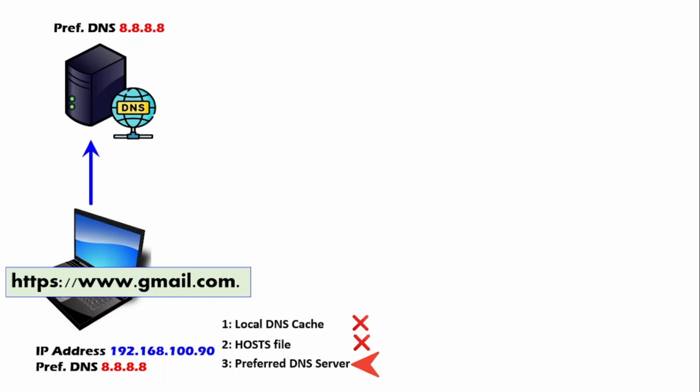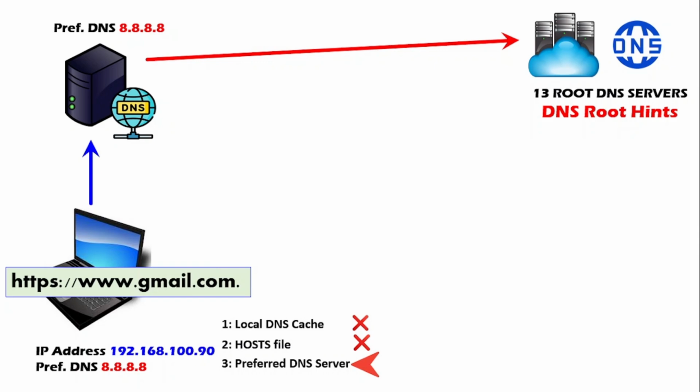Now this preferred DNS, if it has cached the IP address of gmail.com, it will immediately send the IP address back to the client. And let's say if it has not yet cached, or it's not an authoritative DNS for gmail.com, it will query the root hints, or they are called root servers. There are 13 such prominent root servers in the world, and all these root servers are represented by a dot.